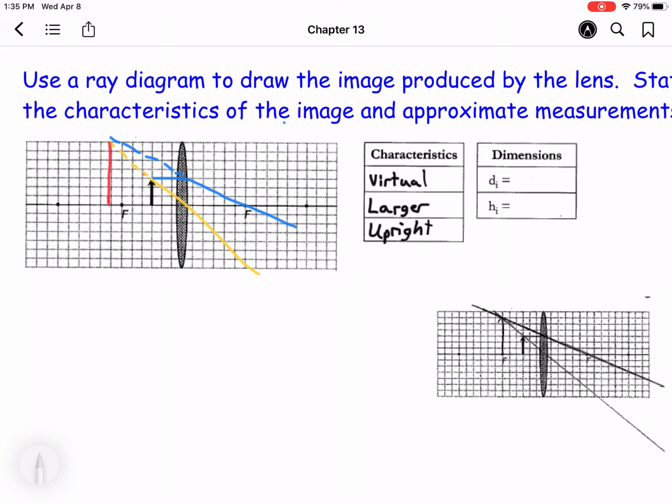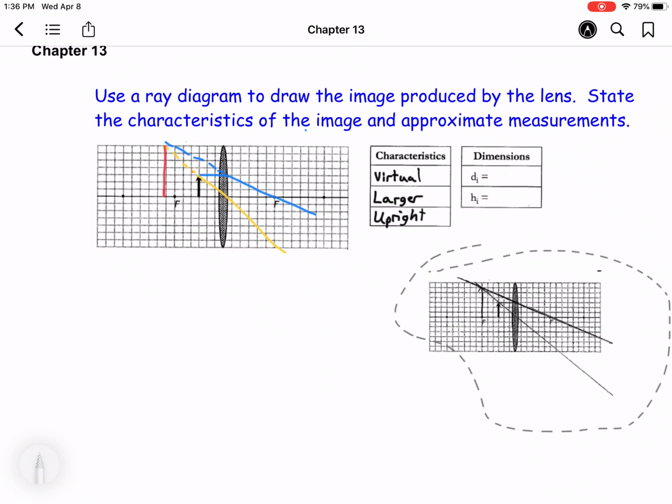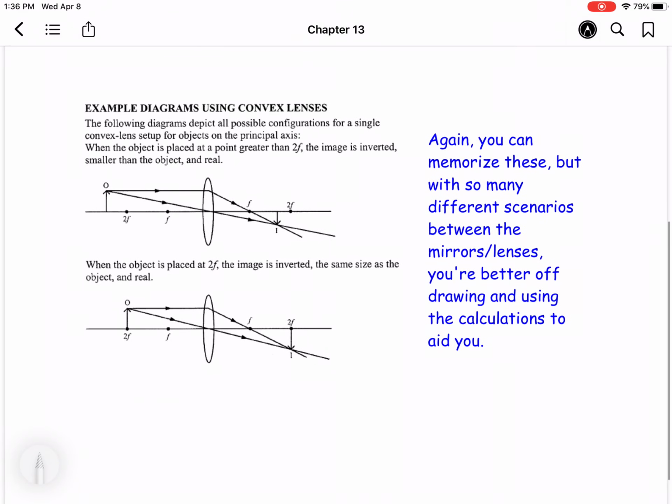So what's important is that it's virtual because we had to backtrack, right? These two beams of light never actually hit each other. They just appear to come from hitting each other up here, right? And then it's larger because it's taller, and then it's upright, okay? So kind of focus on that. Again, this is a better exact diagram of it, but you guys get the idea, okay?